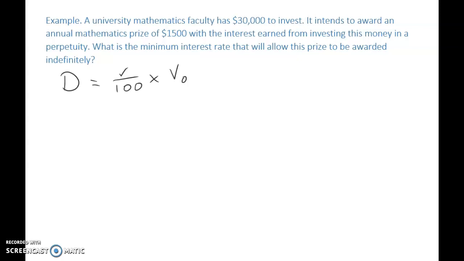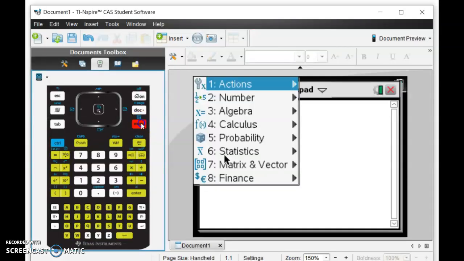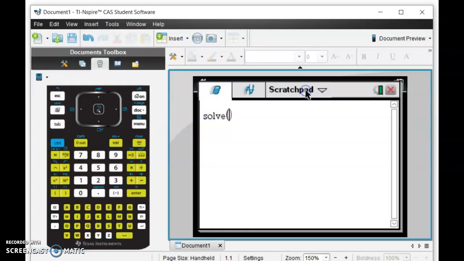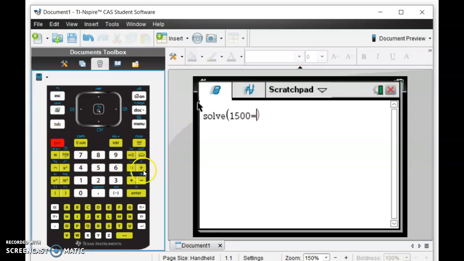Okay, so the information we have is the investment and the payment. So let's fill that into the equation. So it's 1,500 equals R over 100 times 30,000. Again, I would just use solve to do this quickly and efficiently. So menu, algebra, solve. This time it's 1,500 equals, control divide, R, we don't know what R is, and it's over 100.